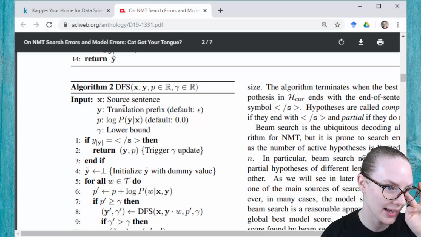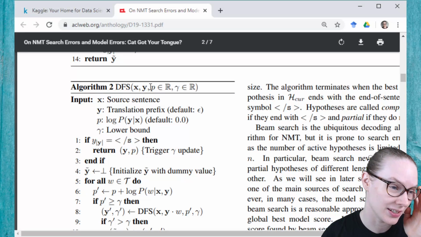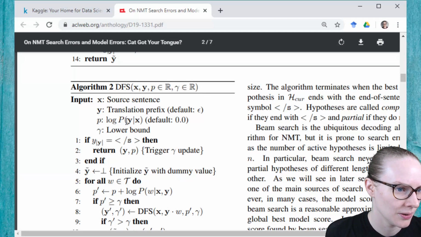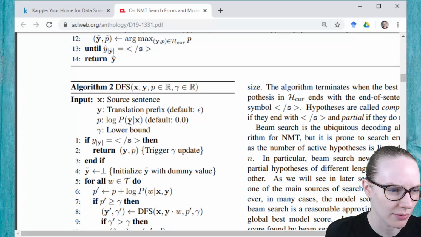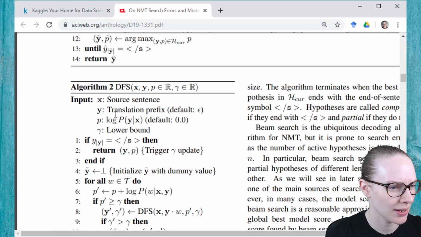So our input is X, which is the source sentence. We are given Y, which is the translation. P is in the set of real numbers. It is the log probability of Y given X and defaults to 0. Doesn't that have to be negative?